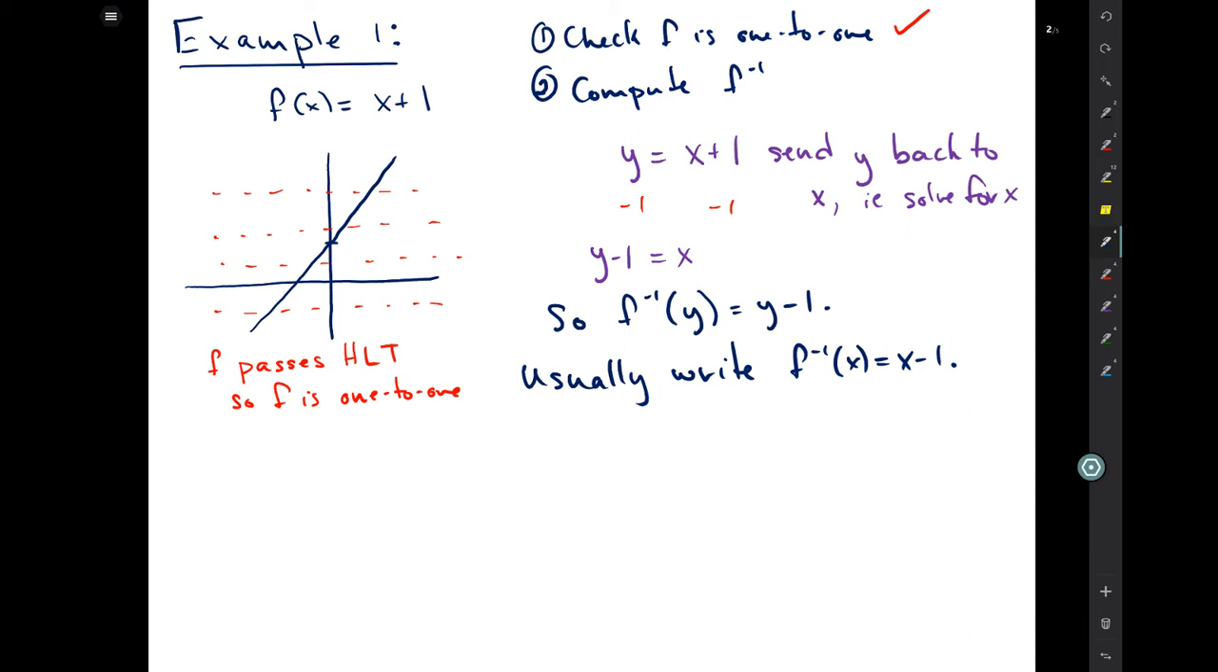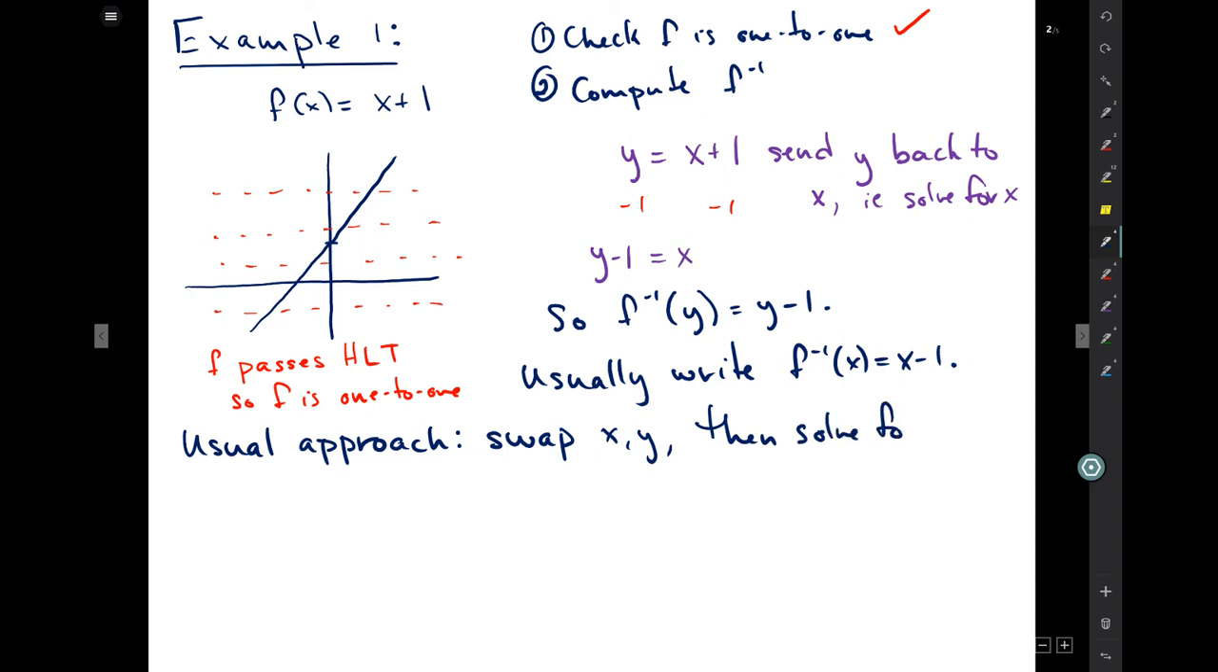So here's another method. This is a more usual way of doing this. A usual approach is to actually swap x and y, then solve for y. So what that would look like in this example, originally we have y equals x plus 1. When we swap, we have x equals y plus 1. We subtract 1 from both sides, and we have x minus 1 is equal to y.